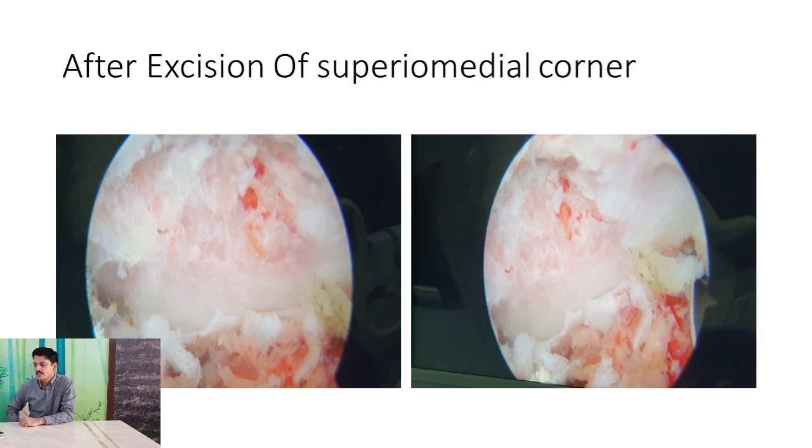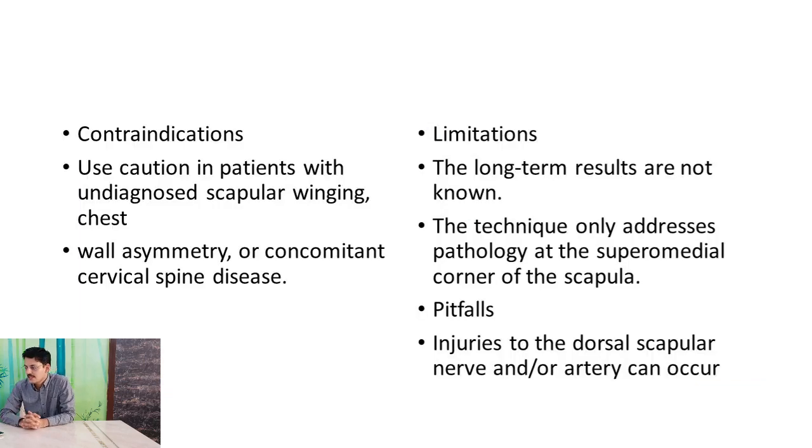Now, the contraindications to this procedure are undiagnosed scapular winging, neurological problems, and you should avoid it in chest wall abnormality or a concomitant cervical spine disease. The limitations are that long-term results are not known. The technique usually only addresses the pathology at the superior medial corner, and occasionally you should be careful of the dorsal scapular nerve or artery.